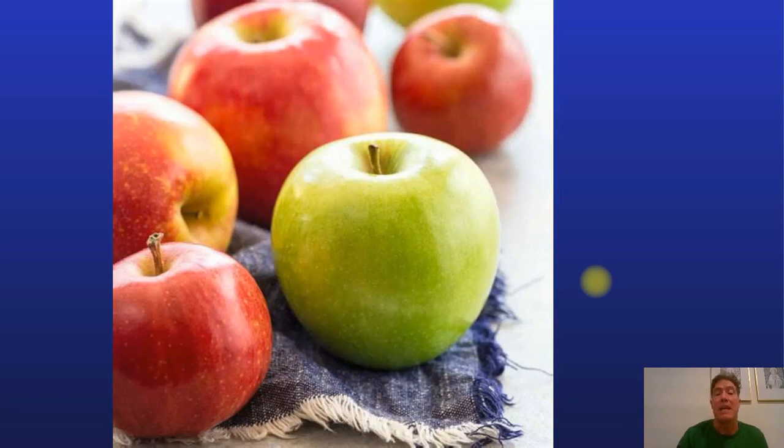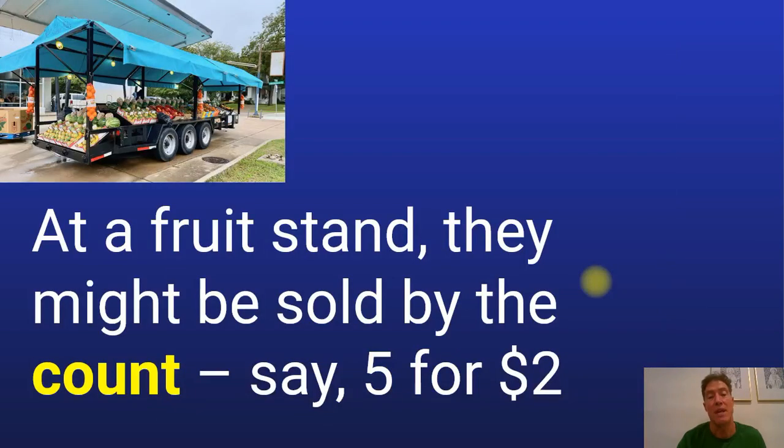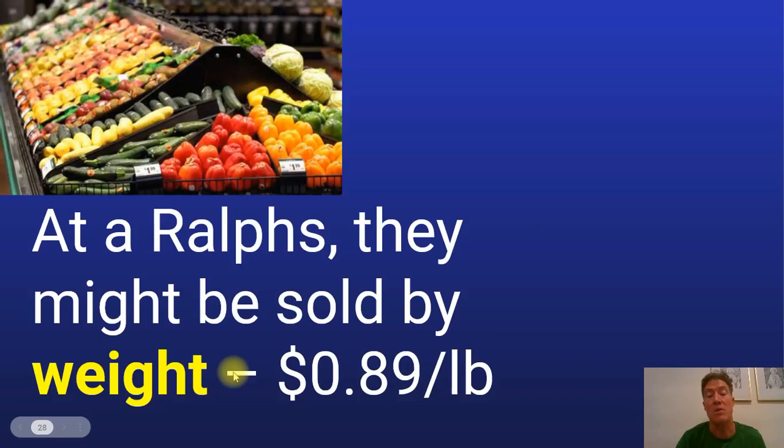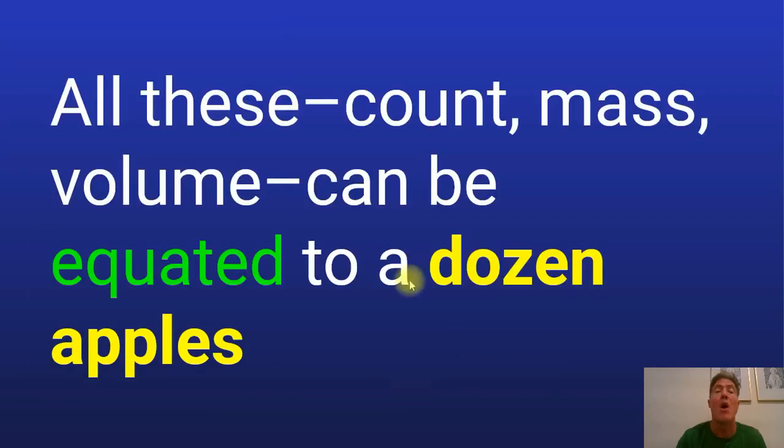Let's look at something simple like an apple. We can measure apples in 3 different ways. So at a fruit stand, for example, they might be sold by the count, say 5 apples for $2. Or at Ralph's, a grocery store, they might be sold by weight, say 89 cents a pound. At an orchard, they might be sold by volume, say $9 a bushel. All of these, by count, by mass, or by volume, can be equated to a dozen apples.